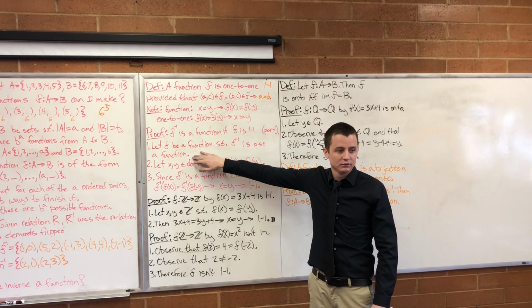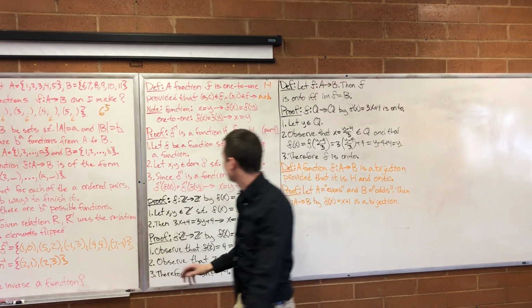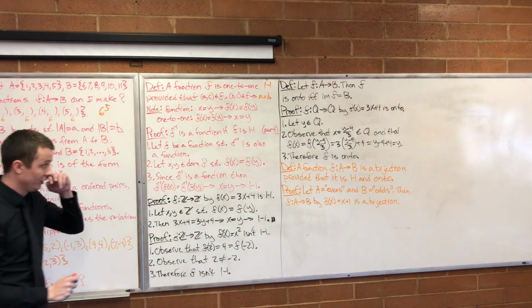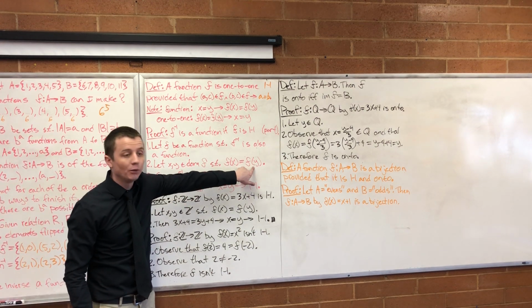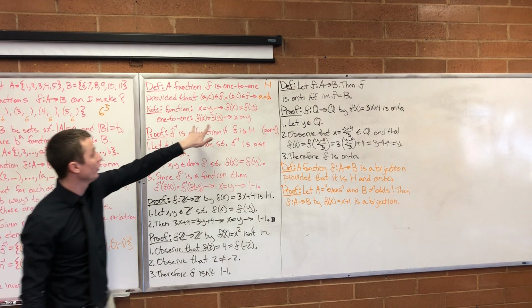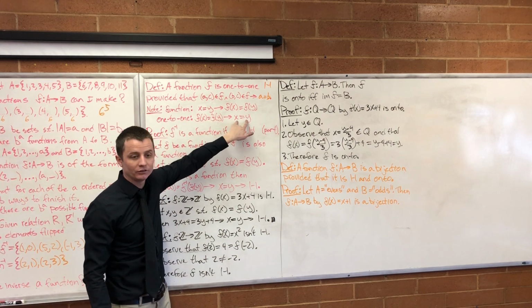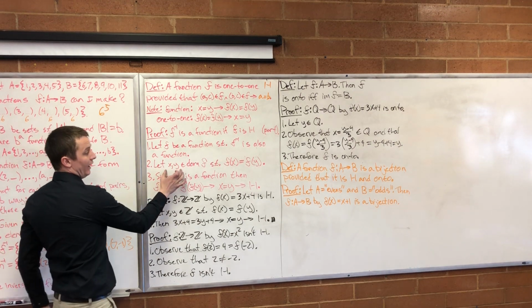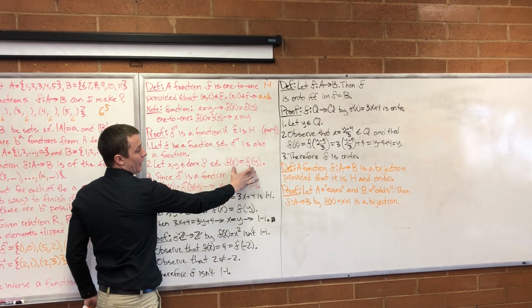You with me so far? Okay. Let x and y be two elements in the domain of f such that their outputs are the same. How do you prove a function's one-to-one? You need to show that if the outputs are the same, then the inputs are the same. That's how you prove it. So, let x and y be in the domain of f such that their outputs are the same.